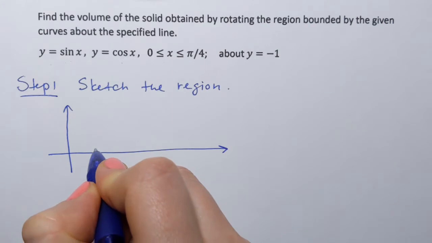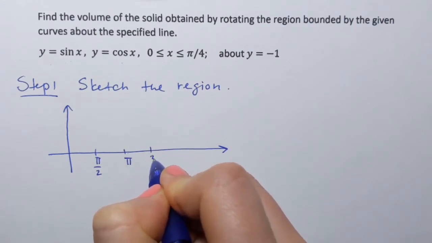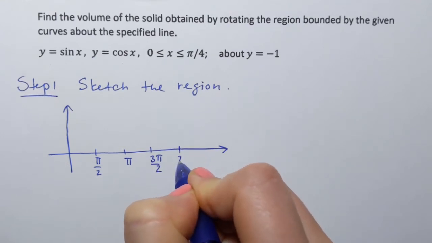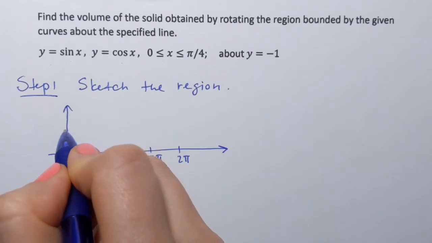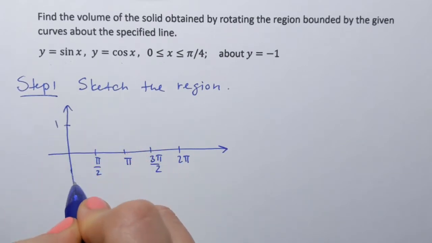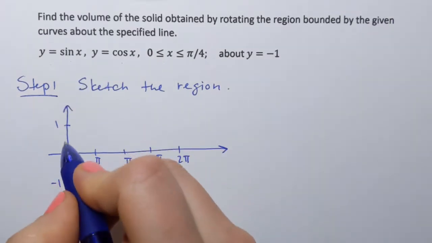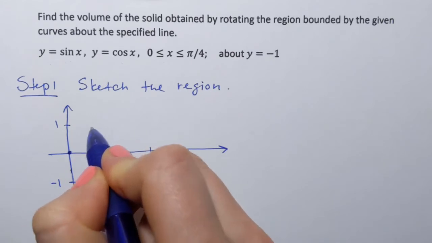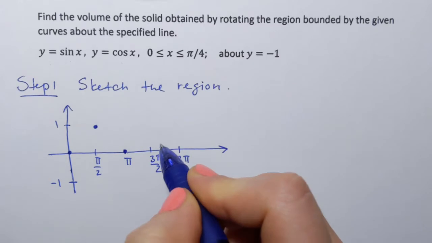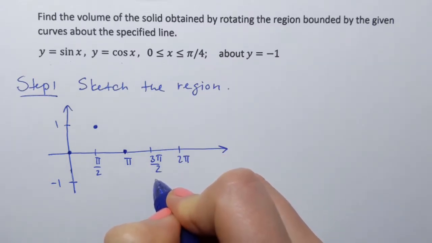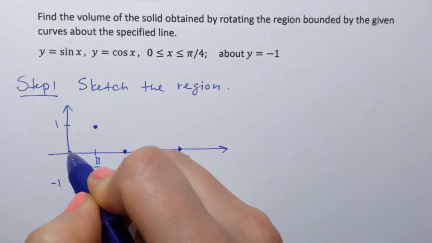So I'll use pi over 2, pi, 3 pi over 2, and then 2 pi. So we know that graphs of sine and cosine basic functions will lie between 1 and -1. And now sine function, that's the one that starts at the origin. Then it goes to the maximum value at pi over 2, it's at 1. At pi, it's 0. At 3 pi over 2, sine is -1. And at 2 pi, it's 0. Okay, so here's that wave.